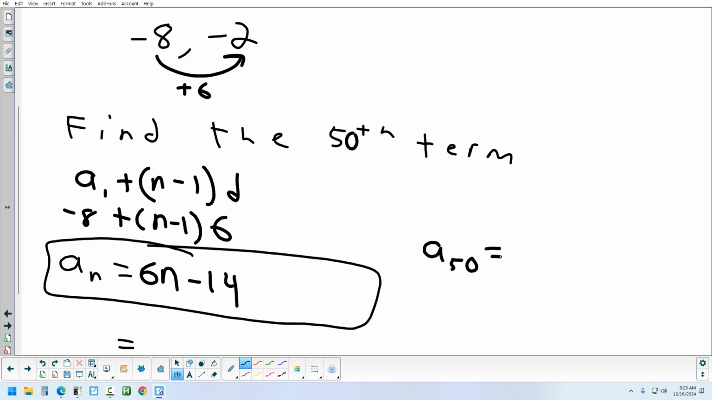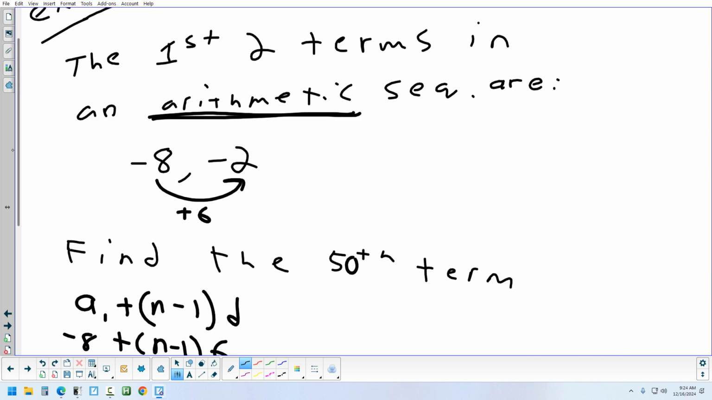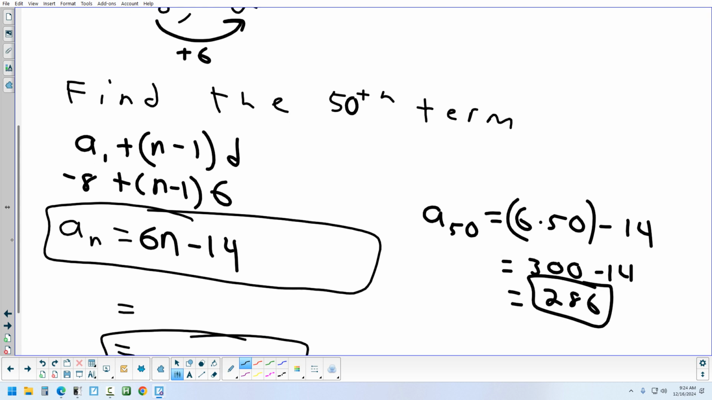So now, the 50th term: 6 times 50 minus 14. What's 6 times 50? 300. And what's 300 minus 14? 286. And again, 50th term or 5,000th term, doesn't make a difference. With that formula, it's just as easy. Any question on that?